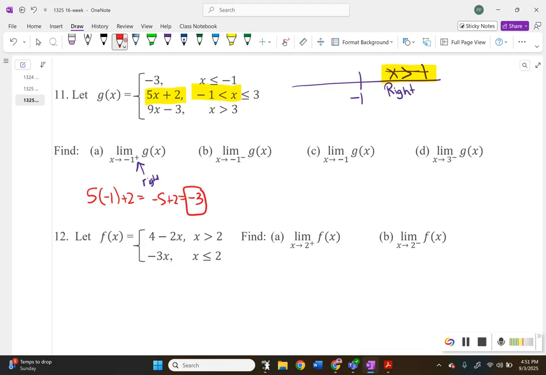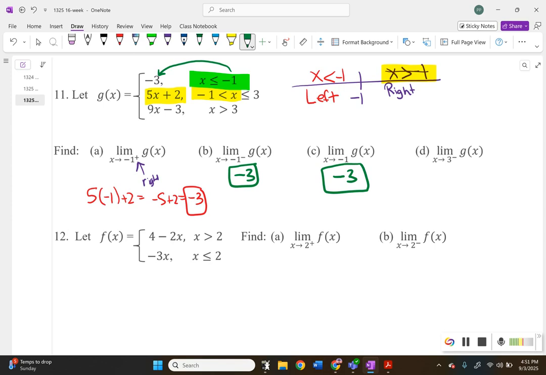Part B says, find the limit as x approaches -1 from the left. So here is the left side, and these are x values that are less than -1. For this one, I want to plug them into the top equation. If I go to plug -1 into the top equation, there's nowhere to plug it into, and so it's automatically whatever number is right there, which is -3. So the limit as x approaches -1 from the right is -3. The limit as x approaches -1 from the left is -3. Therefore, the limit as x approaches -1 is -3, because coming from the left and right, I got the same thing.